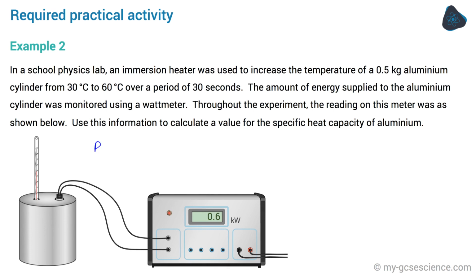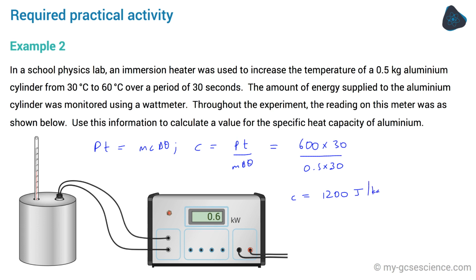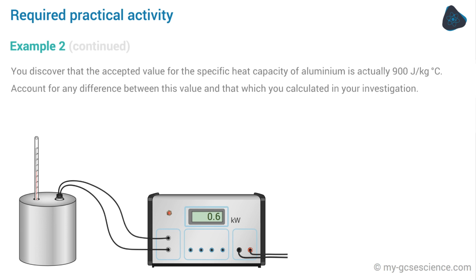Our equation again was PT equals mcΔθ. Rearranging to make C the subject, we have C equals PT over mΔθ, and subbing in 0.6 kilowatts, which is 600 watts, times 30, over 0.5 times 30, which gives a final answer of 1200 joules per kilogram per degree Celsius. Just a little extra point here.